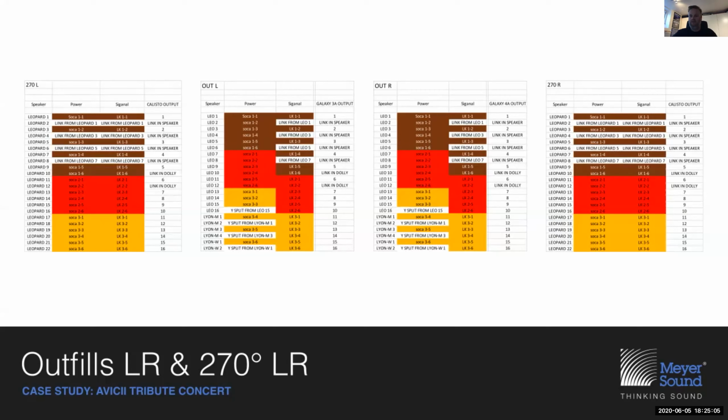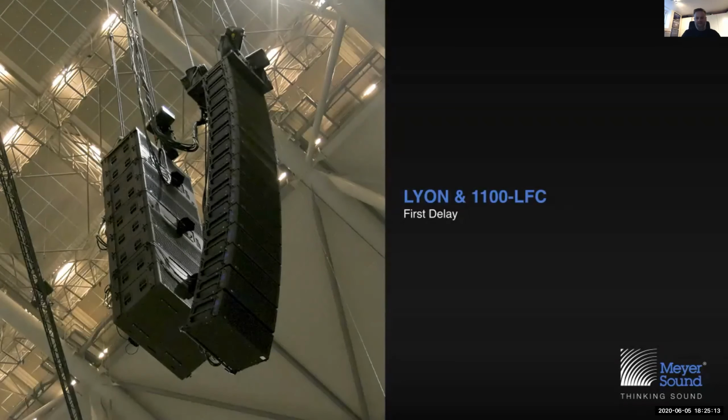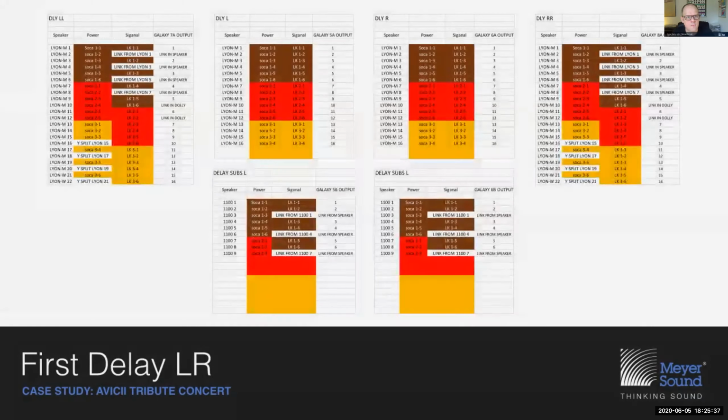So here we see the first delay, that is to say. The first delay is the extension of the main system here, and it's a Lion M only with an additional 9 pieces of 1100 flown in a gradient configuration. And that was really good. It's just for extending the sub, everything to the back of the wall. And again, you see the patch for the first delay and the delay left and delay subs, which is a little bit the same, where you see something is linked.